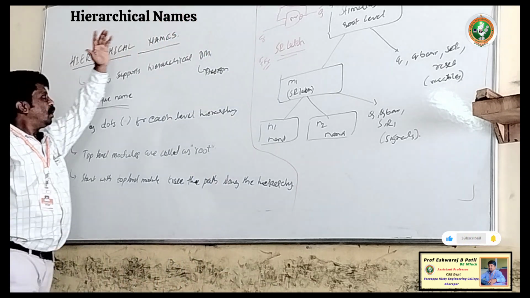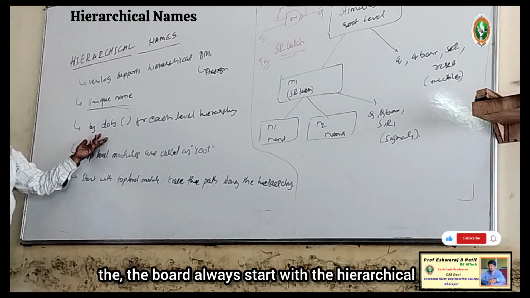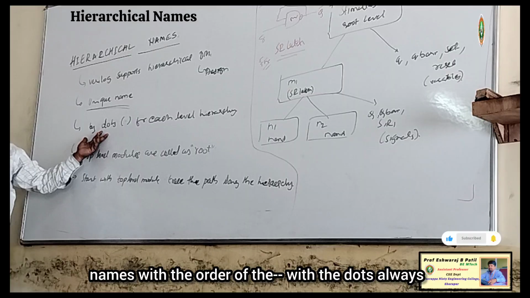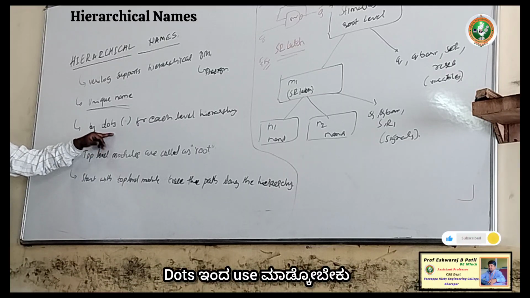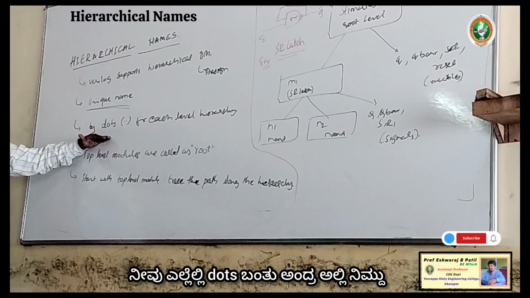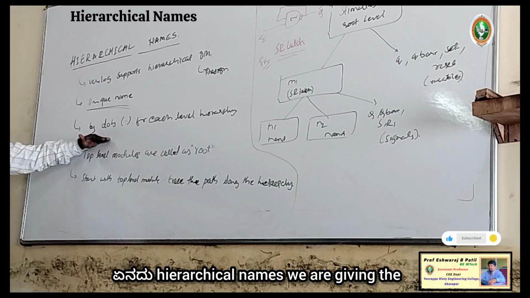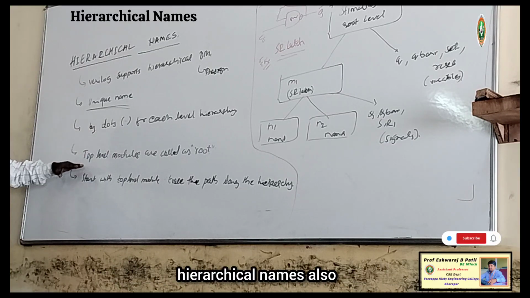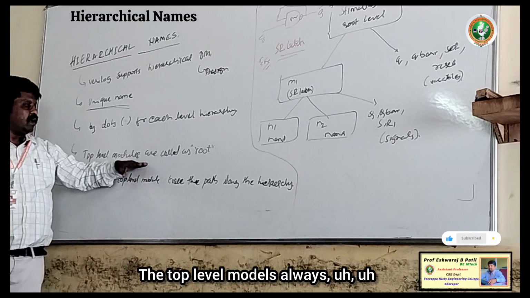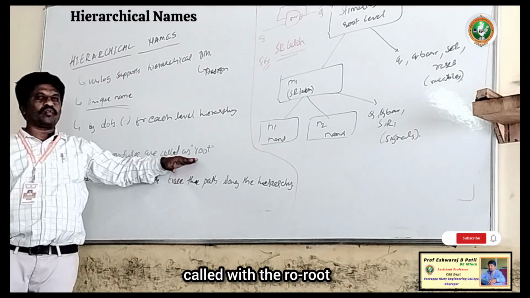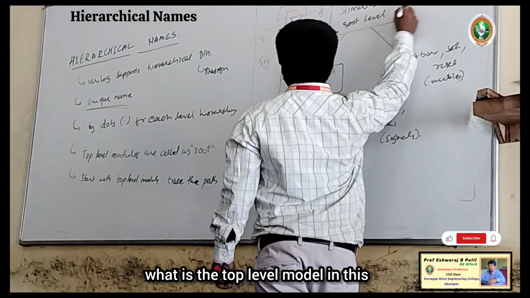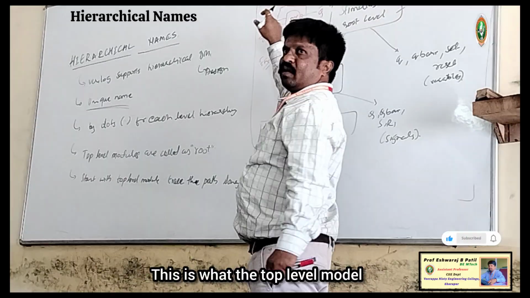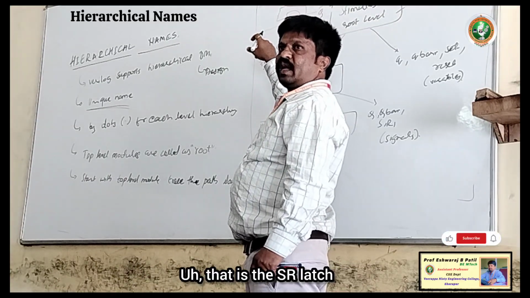Okay, then the hierarchical names always start with the order, with the dots. Always use dots. Wherever dots come, there you are giving the hierarchical names. The top level model is always called the root. Here, what is the top level model in this? This is the top level model. This is the root, that is the SR latch.